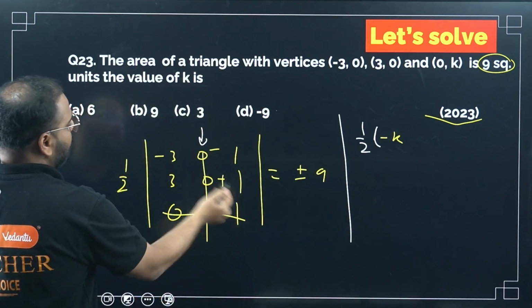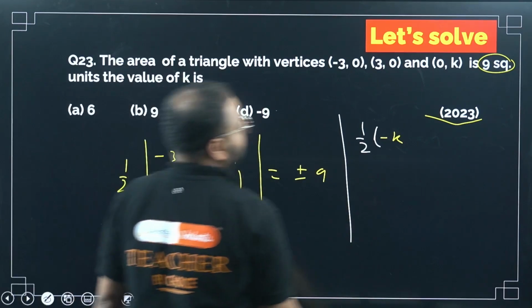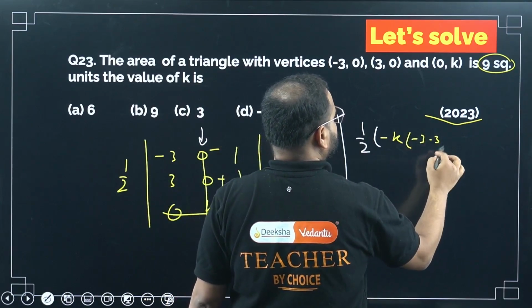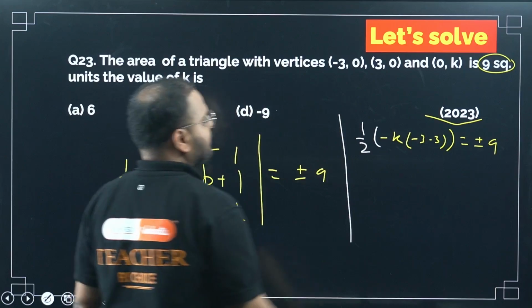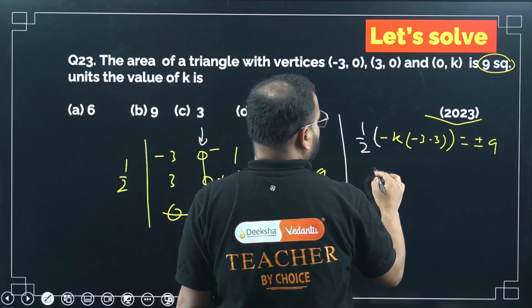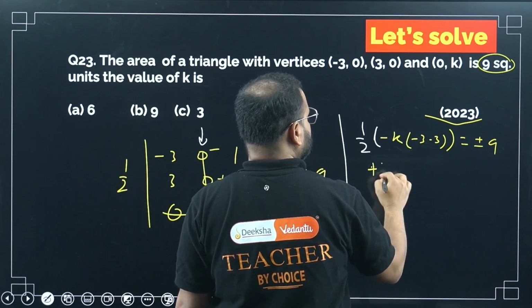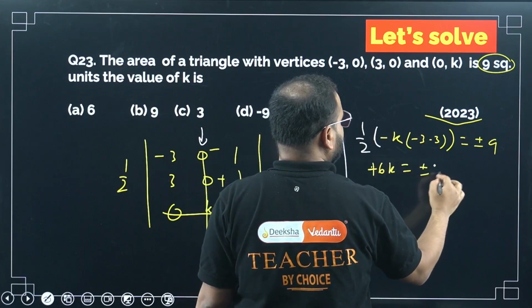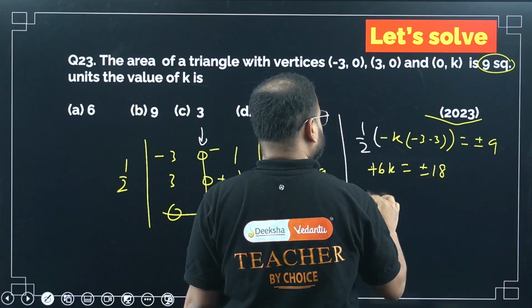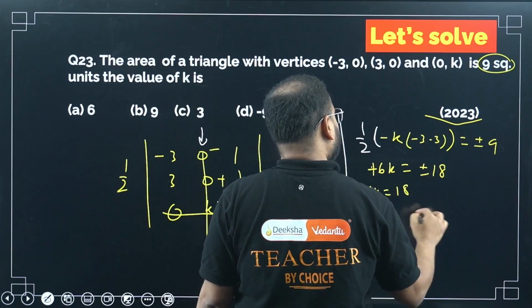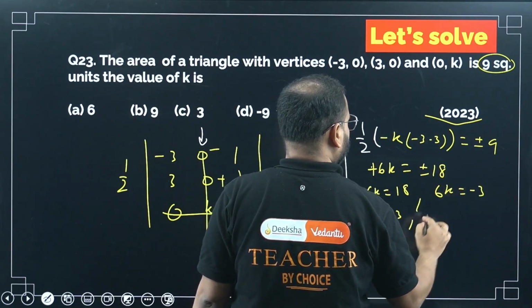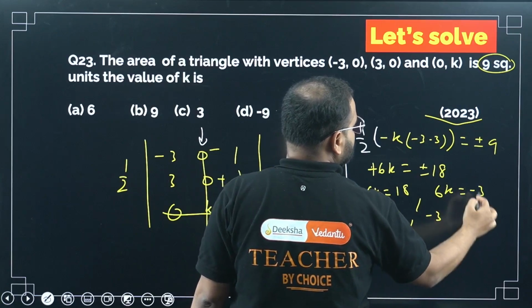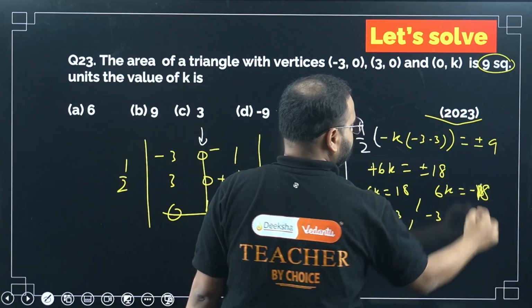What is left now? Minus 3 minus 3 equals to plus minus 9. Right? How much is that? Please check. So minus of minus 3, so plus 6k equals to plus minus 18. So either I get 6k equals to 18 or 6k equals to minus 18. So k equals to 3 or k equals to minus 3. Okay, this is now plus 18.